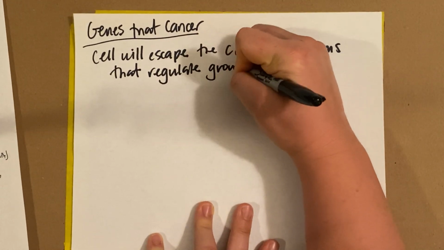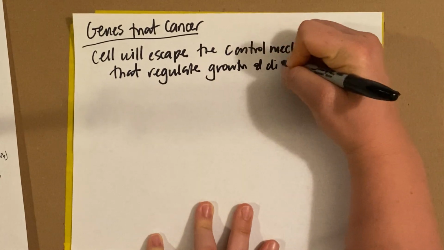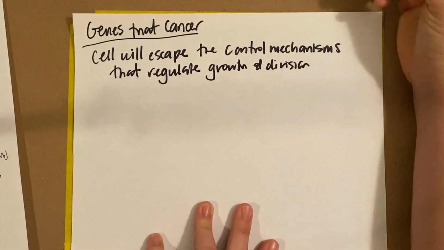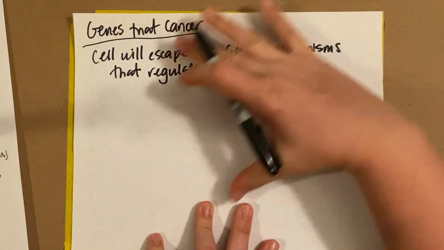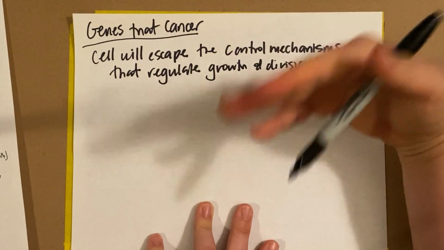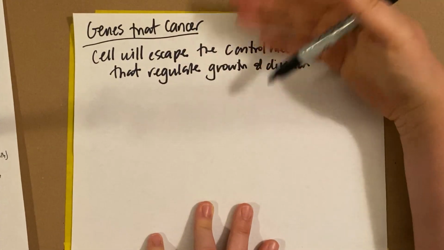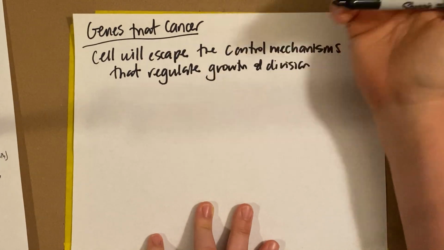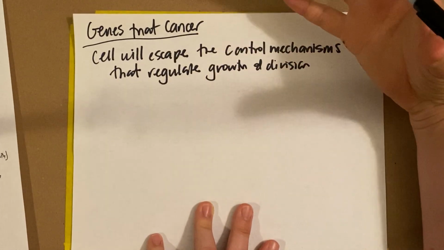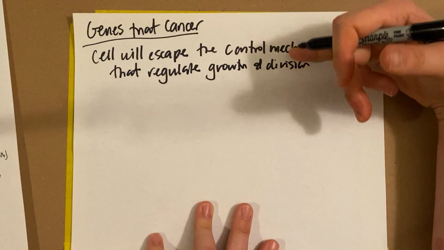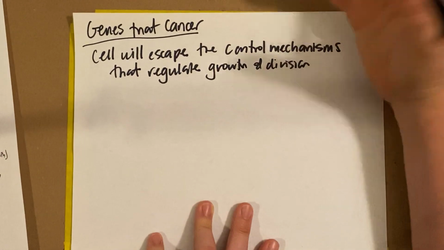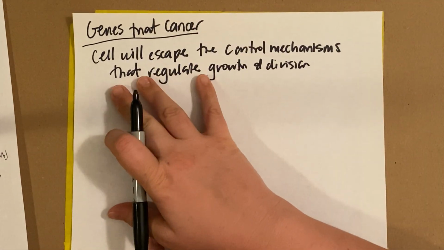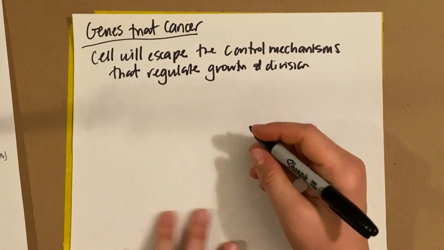growth and division. Okay, so the cell cycle is tightly regulated, and we want to make sure that cells aren't continuously going through mitosis and producing a lot of them. And so unfortunately, when cancer starts to happen, the control mechanisms get kind of out of whack, and the cells are no longer following the rules, basically.